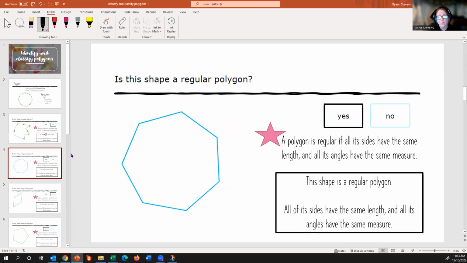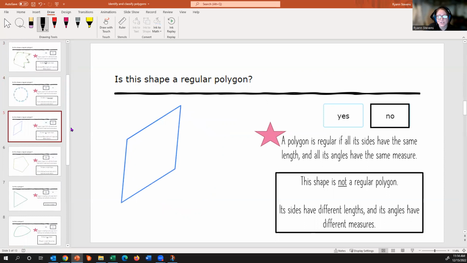Going to another example, is this shape a regular polygon? If we look at the angles, these appear to be the same size, the same angle measure. We can also see that the side lengths appear to have the same measurement as well. Since the sides have the same length and the angles have the same measure, this is going to be classified as a regular polygon.